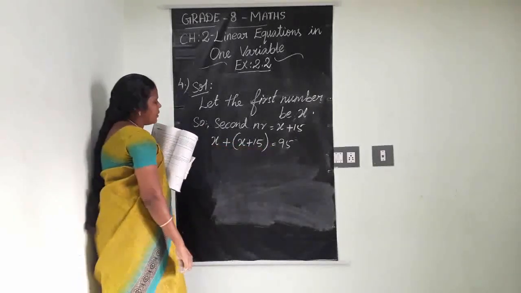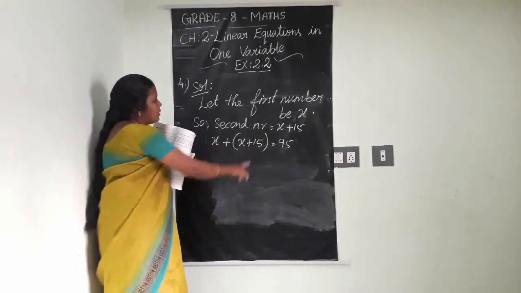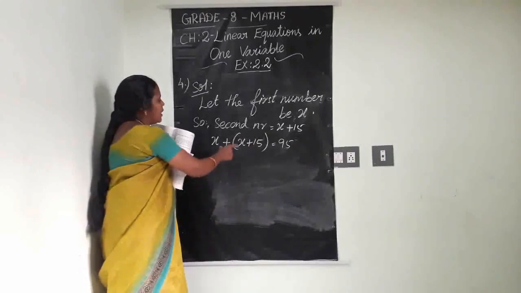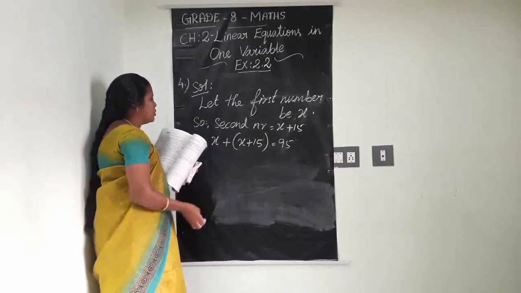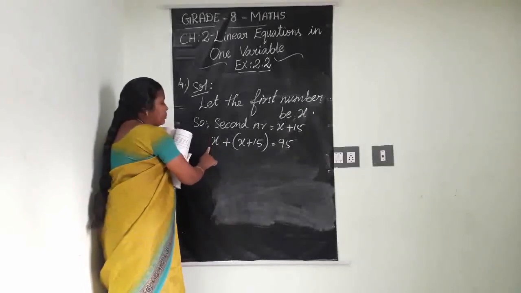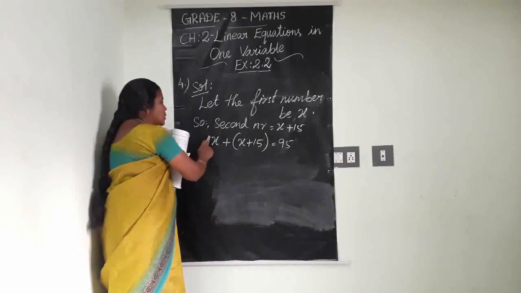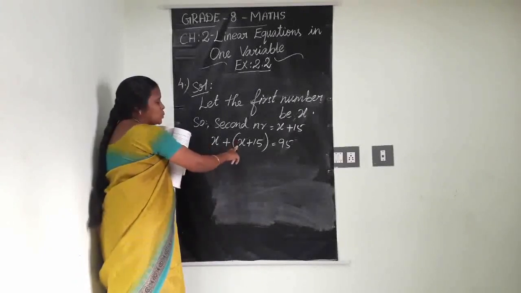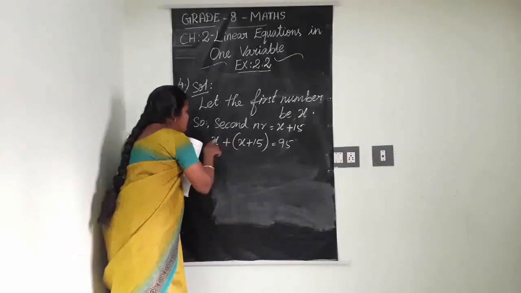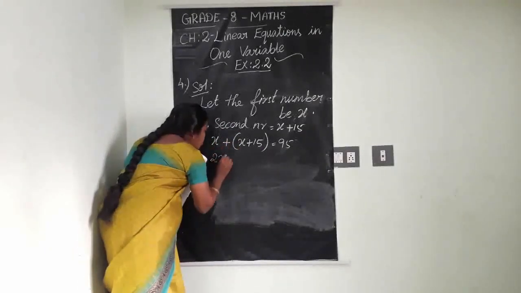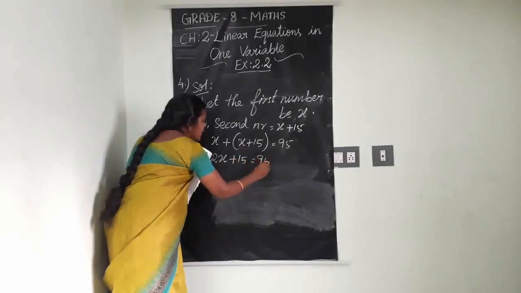Here, how do you simplify? x plus x, variables we can add. 15 is a constant term. So the variables are added together. What is the coefficient here? Plus 1. Here also plus 1. Plus 1 and plus 1 become plus 2. So x plus x is equal to 2x. 2x plus 15 is equal to 95.